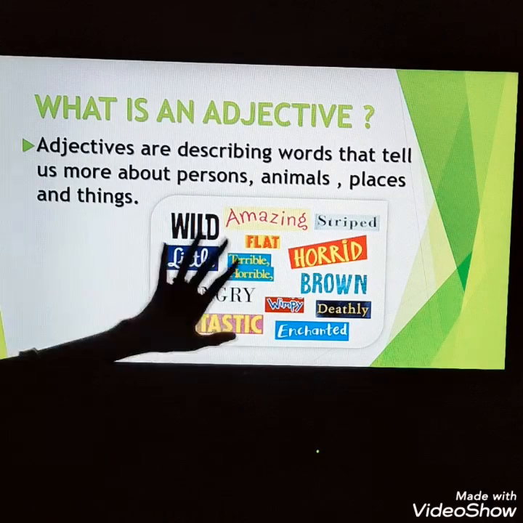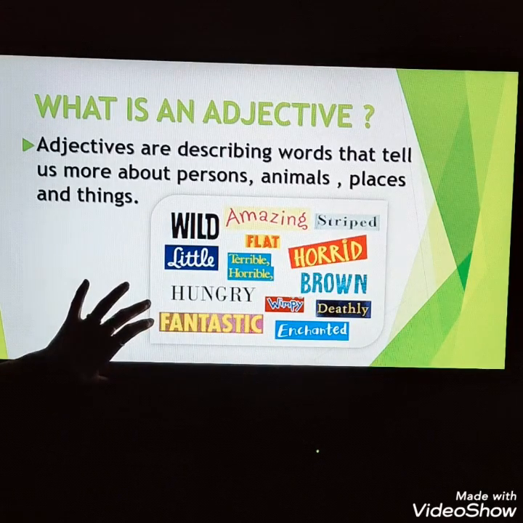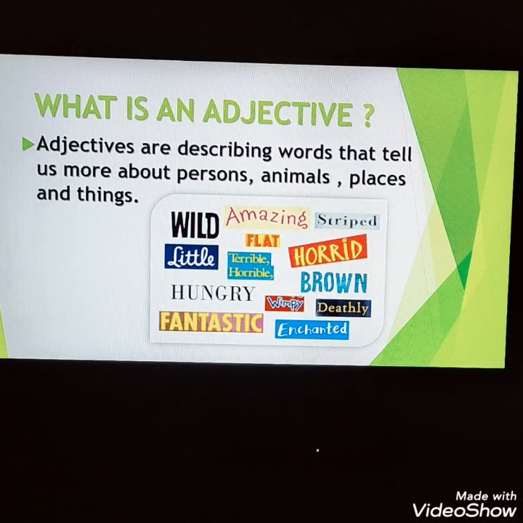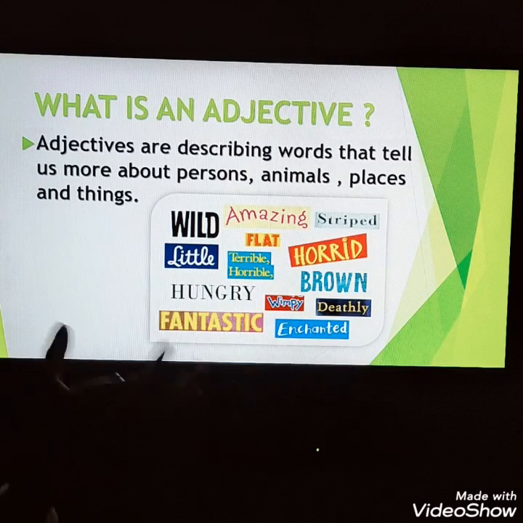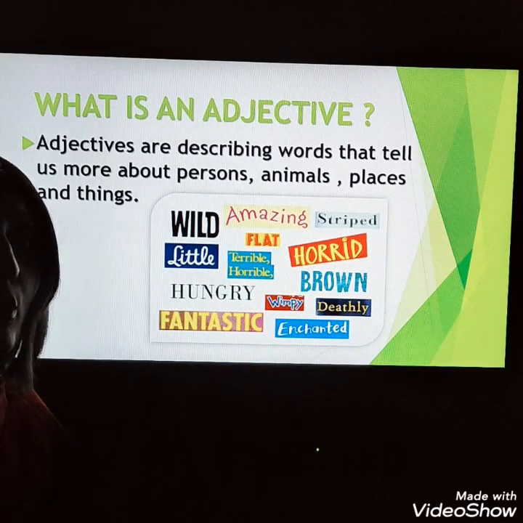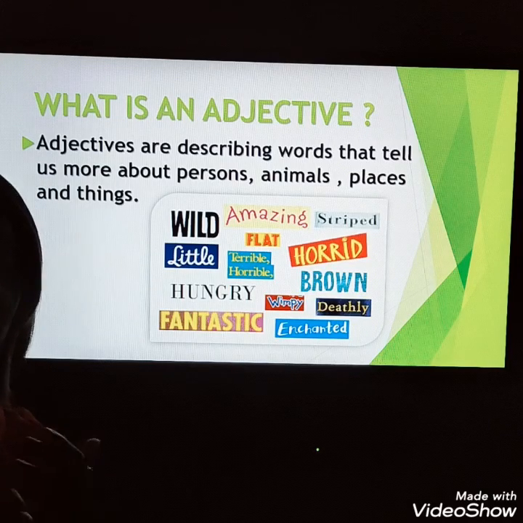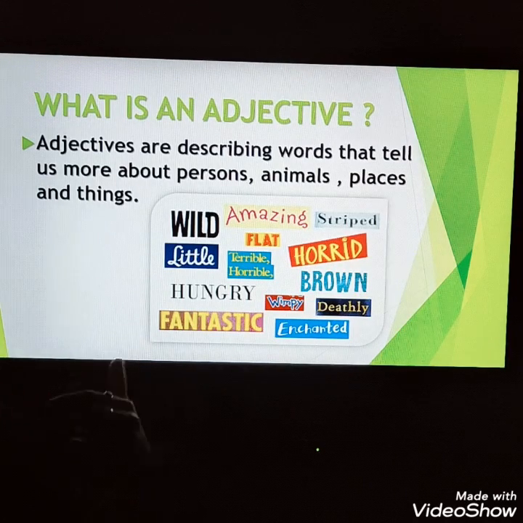Adjectives are special words that describe something. Like, for example, he is an old man. If I am taking an example of an old man, then man is the noun, and the word which describes the man is old. So, the word old is an adjective.